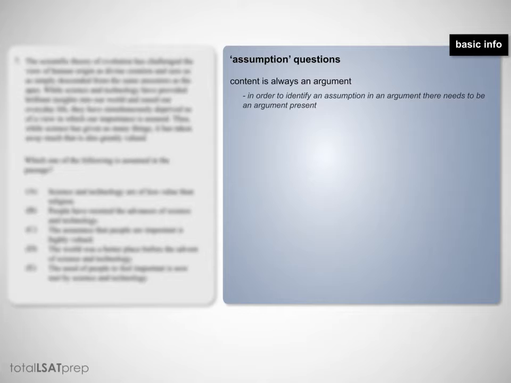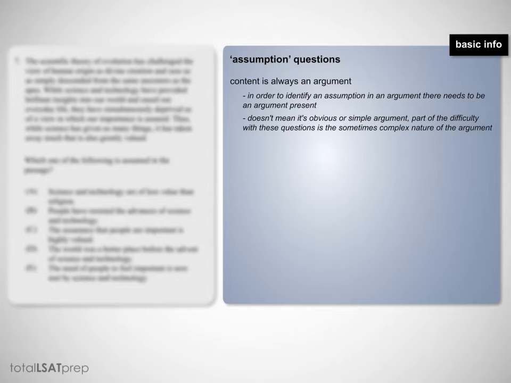Now, in order to identify an assumption in an argument, there needs to be an argument present. And once again, that doesn't mean that it's an obvious or simple argument. Part of the difficulty with these questions is the sometimes complex nature of the argument.